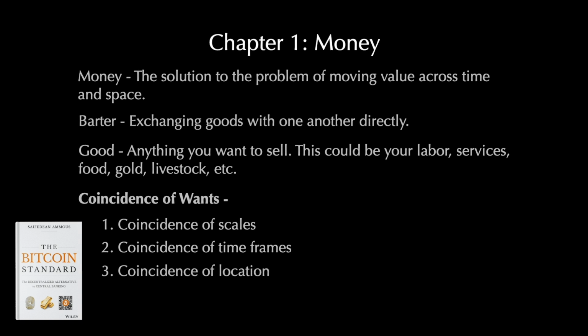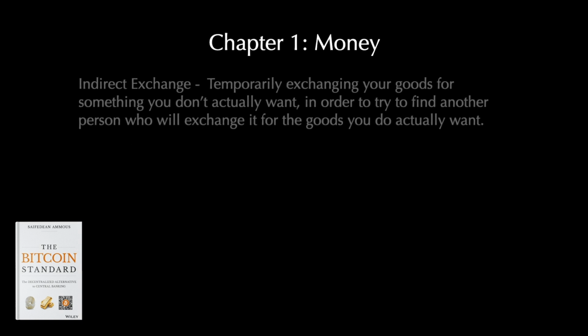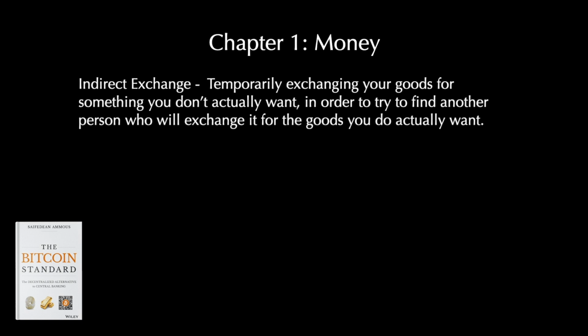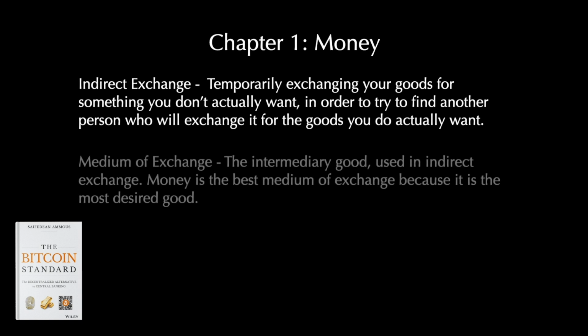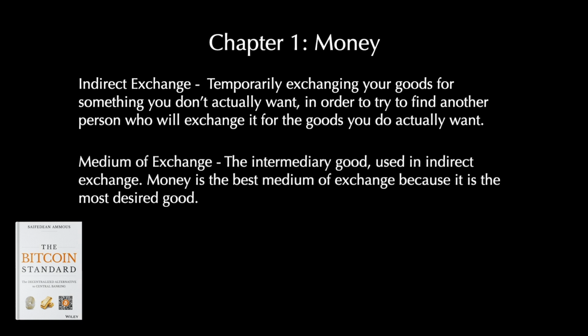The only way around this problem is through indirect exchange, which means that you temporarily exchange your goods for something you don't actually want, in order to try to find another person who will exchange it for the goods you do actually want. That intermediary good is called a medium of exchange. What tends to happen is that a single medium of exchange emerges for everyone to trade all goods for. That single medium of exchange is called money.